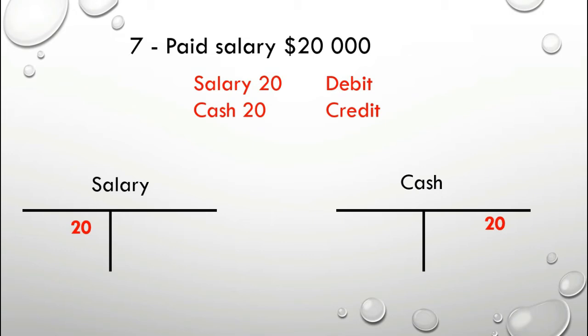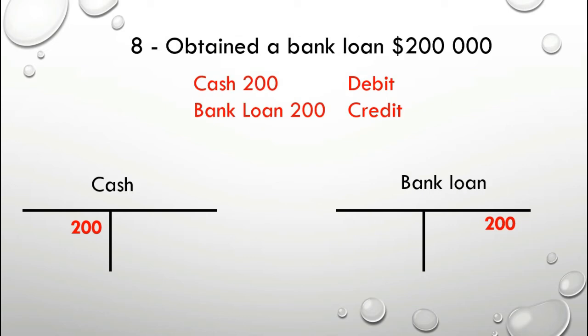Eighth transaction, obtained a bank loan for 200,000. When we take a bank loan, the business will receive money. So which means cash will increase by 200,000. When cash is increasing, cash is an asset. When asset is increasing, it is always debited. So we can go to the cash account and debit 200,000.